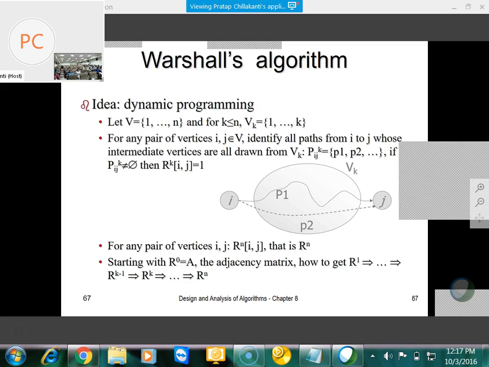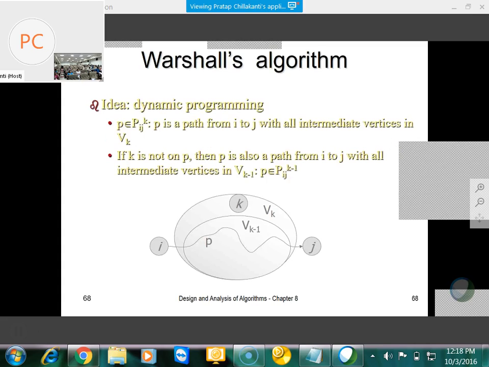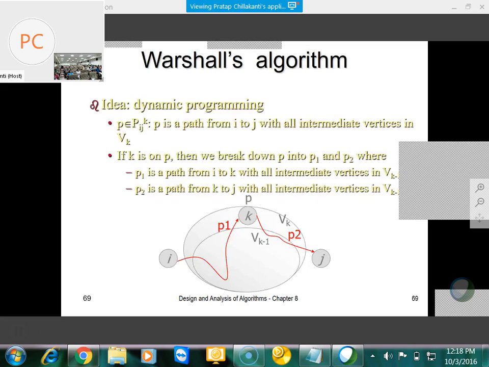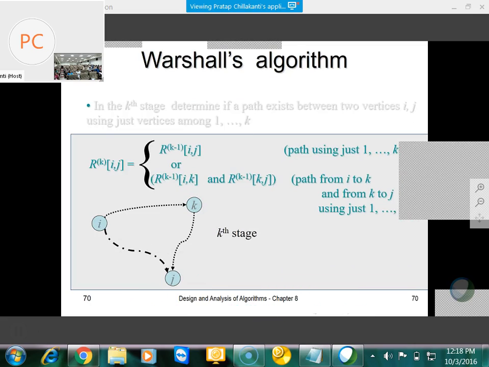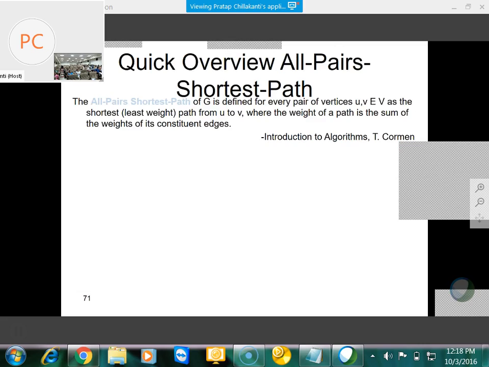I don't have to cover this slide, but it is there for those of you who want to know more about it. Okay, I'll skip that because those are all some advanced stuff. It shows all the analysis of how these things are done using Warshall's algorithm. You can ignore these slides, okay?